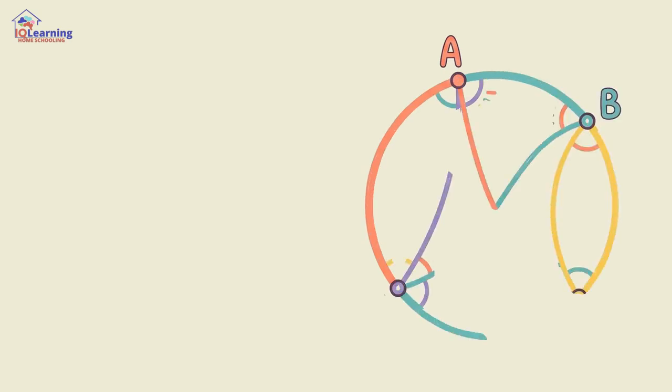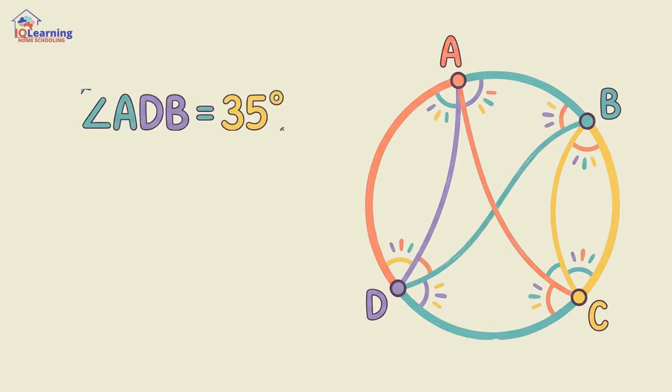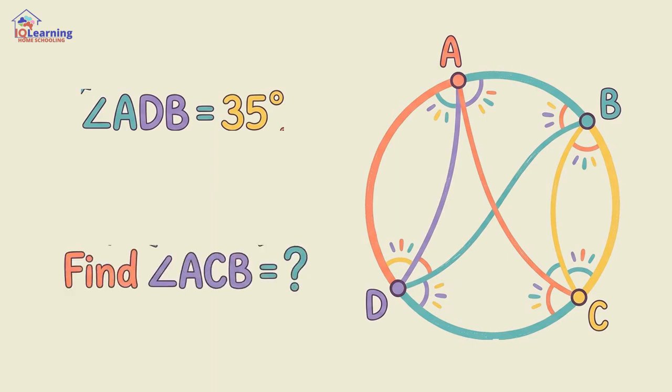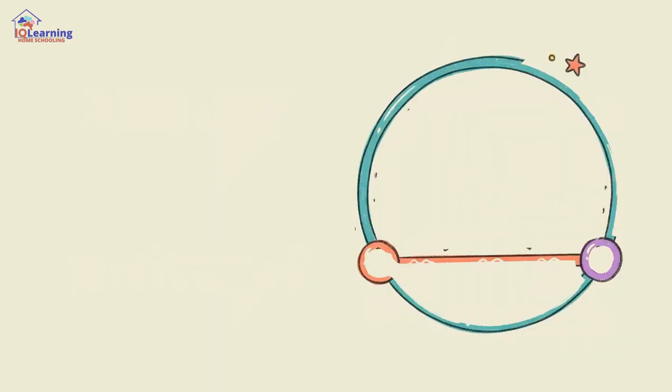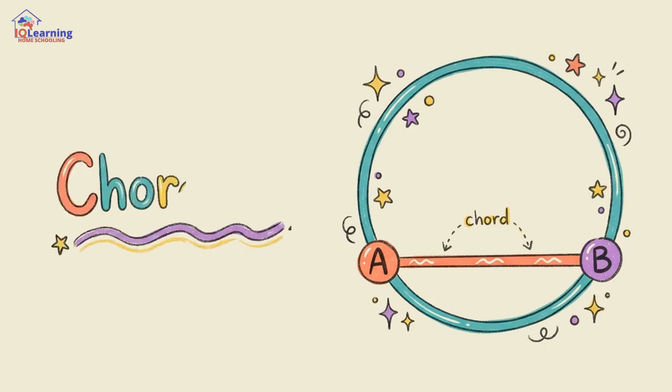Here's the circle. Points A, B, C, and D are all on the edge, and we already know that angle ADB is 35 degrees. We need to find angle ACB. The key thing to notice is that both angles are connected to exactly the same 2 points, A and B. So draw chord AB clearly and keep your eyes on it the whole time.